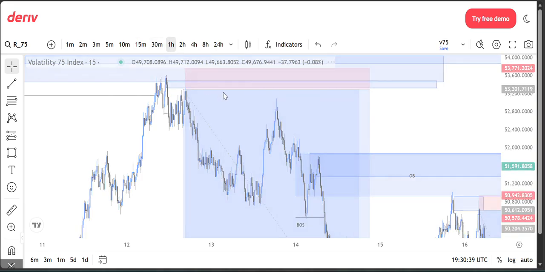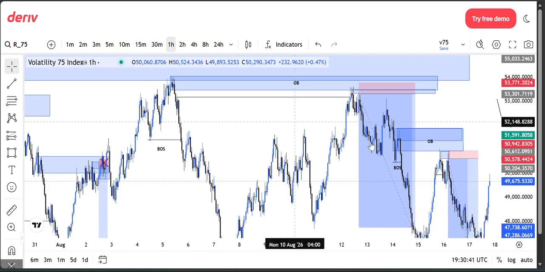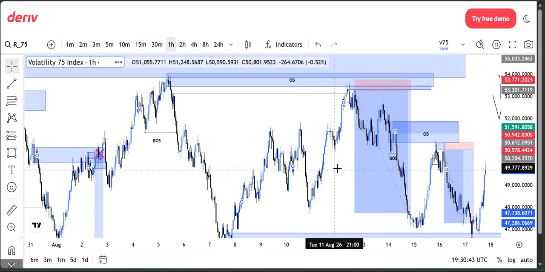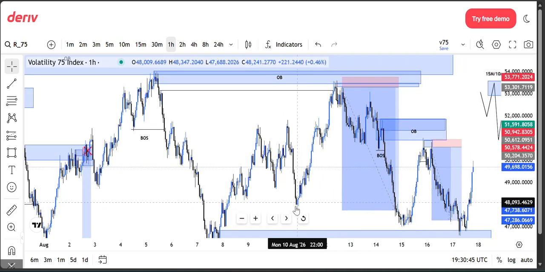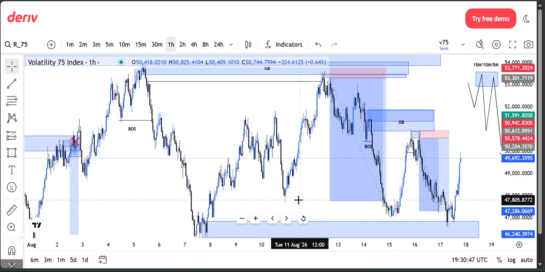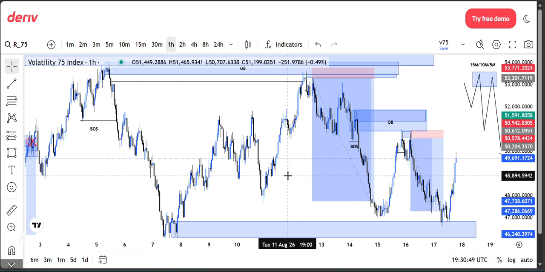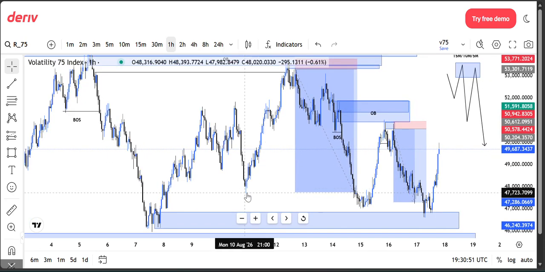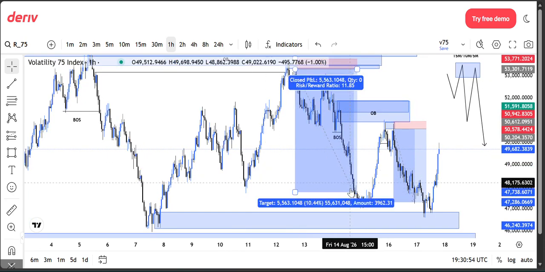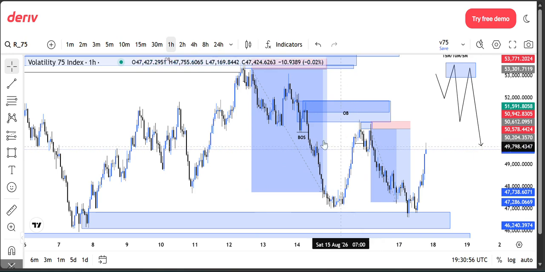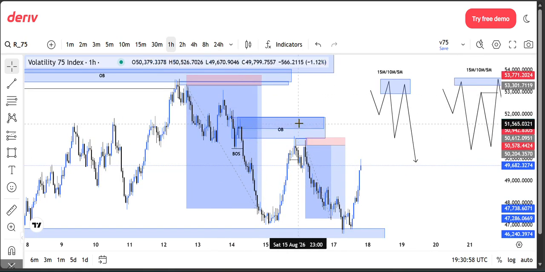So where was our target? Our exit point was the next swing low. So this was our exit point. We got out of the trade right here. And then we saw what happened after we got out of the trade. Price did this and then it went up again. Now there's also another entry we took here.